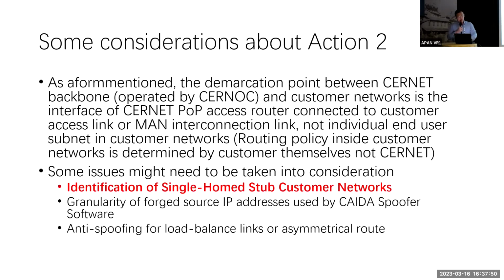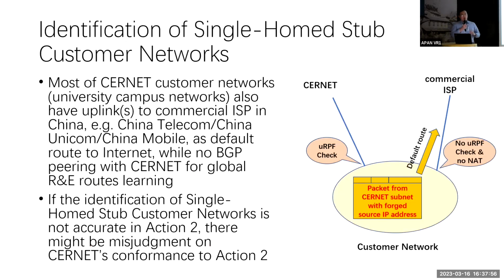So there might be some issues that need to be taken into consideration for action two. The first one is the identification of single homed stub customer networks. You know, maybe a little different from the other networks, besides the connection to CERNET, most of the CERNET customer networks also have an uplink to a commercial ISP in China as the default route to the internet, while there is no BGP peering with CERNET for global route learning. So the identification of single homed stub customer networks mentioned in action two is not accurate, and there might be some misjudgment on CERNET's information for action two.